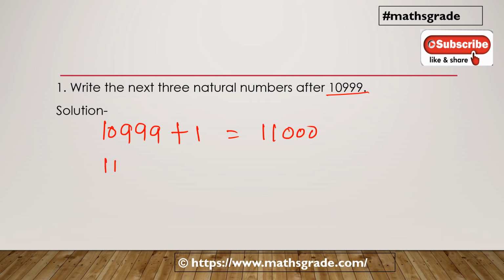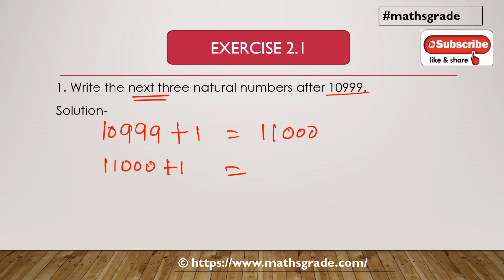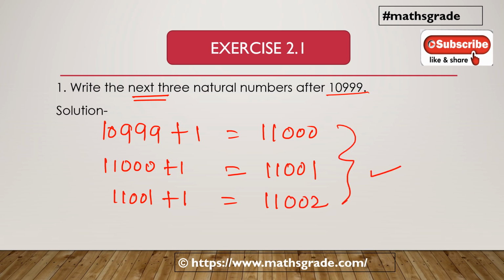Then after 11,000, we have to find three natural numbers. So 11,000 plus 1 will be 11,001. Then 11,001 plus 1 will be 11,002. These are the three natural numbers after 10,999.